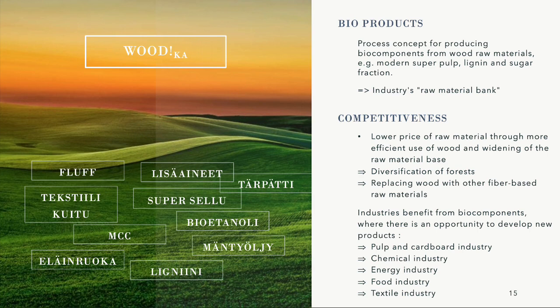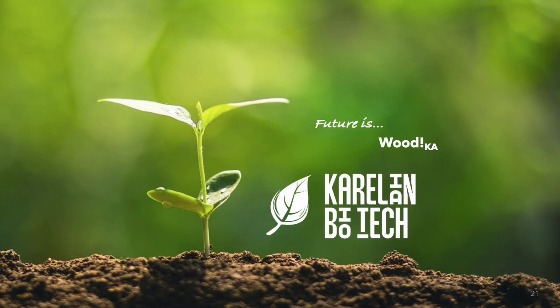New raw materials create new competitiveness for different sectors of industry. The price of the raw material can be reduced by more efficient use of side streams, and the wood used by the forest industry can be partially replaced by the use of energy and waste wood and other fiber-based raw materials such as garden and bio-waste. Diversification and aging of forests is the best way to combat climate change. Welcome to a new dawn of a greener world.